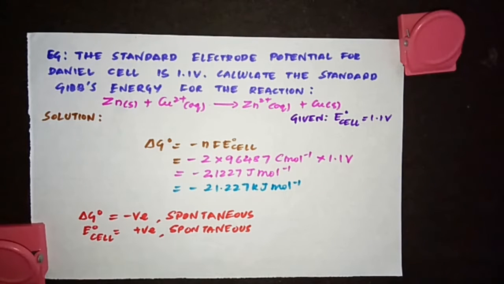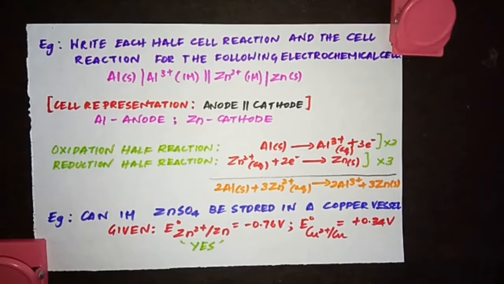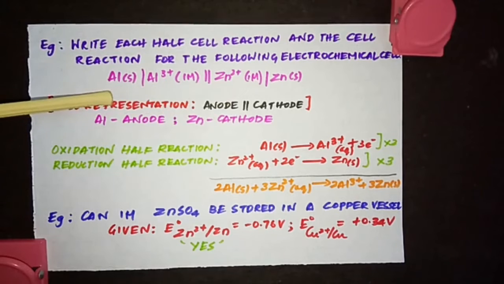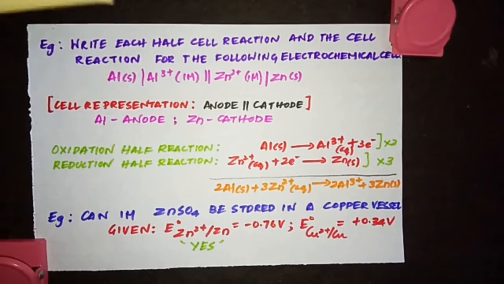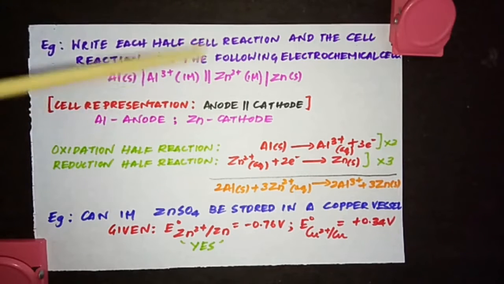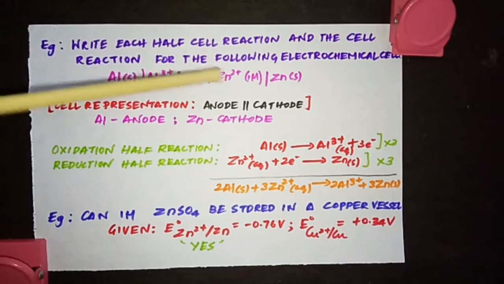So far, we have seen the Nernst equation, how to calculate E cell using the Nernst equation, how to calculate Kc from E naught cell, and also how to calculate del G naught from E naught cell and also from Kc. So now let's solve a few problems based on that. Write each half cell reaction and the cell reaction for the following electrochemical cell. They've given you a cell representation and are asking you to write the half cell reactions and the overall reaction for this. This side is anode and this side is cathode: Al, Al3+, Zn2+, Zn.